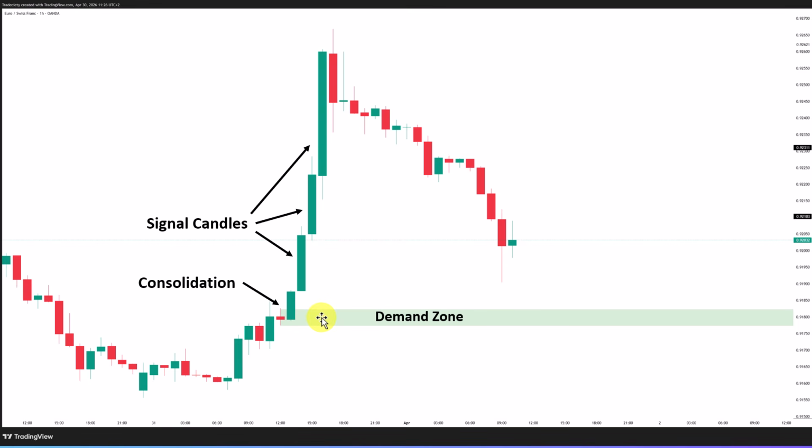So we have a very small consolidation. The demand zone is typically drawn around the consolidation. So we take the high and the low of the previous consolidation, and that's where we draw our zone. And then it's actually quite simple. We wait for the market to get back to the zone.